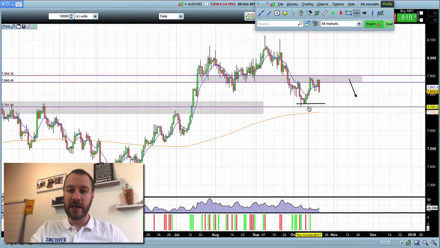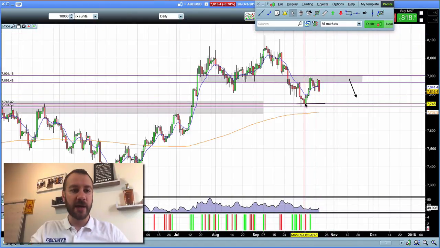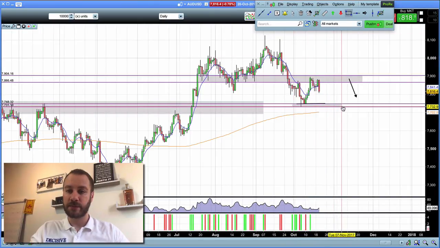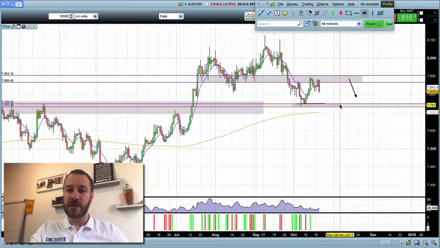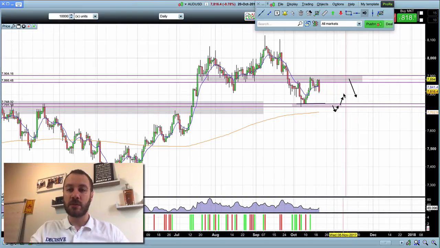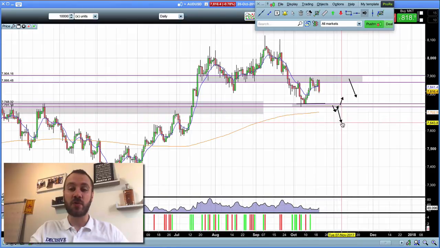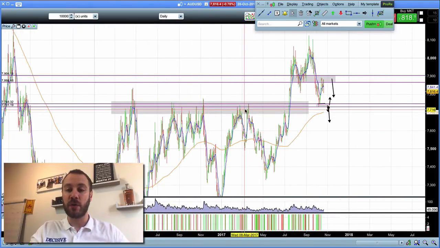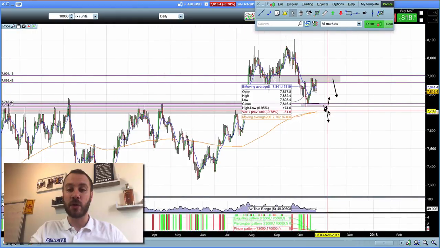Down below, we have support at this area at 7750 to 7730, right here. If we come down into these levels, happy to look for support. If we start to break down below these levels, it becomes worthwhile looking for potential resistance and that stronger bearish movement down to test into key levels of what is now acting as support.